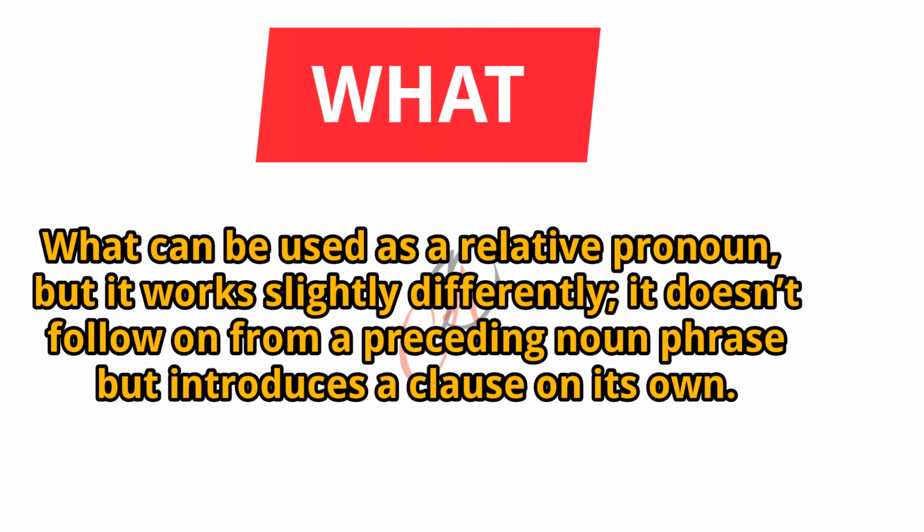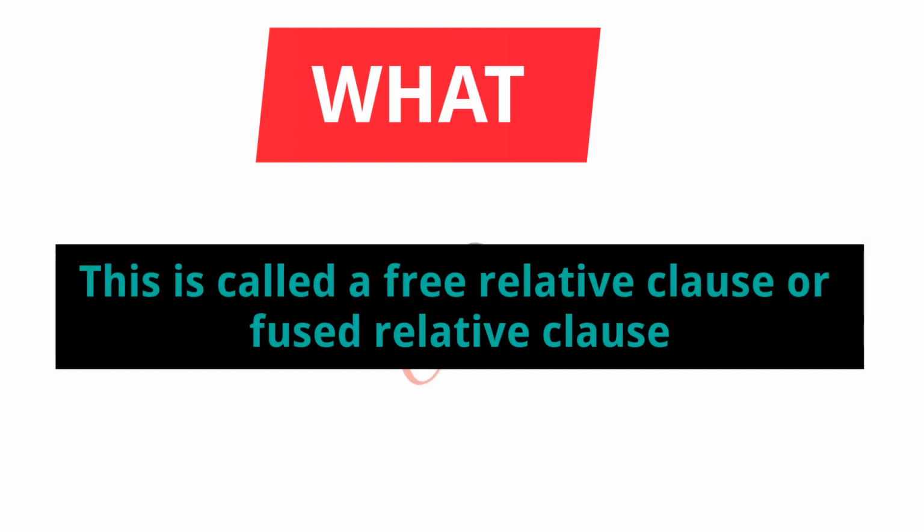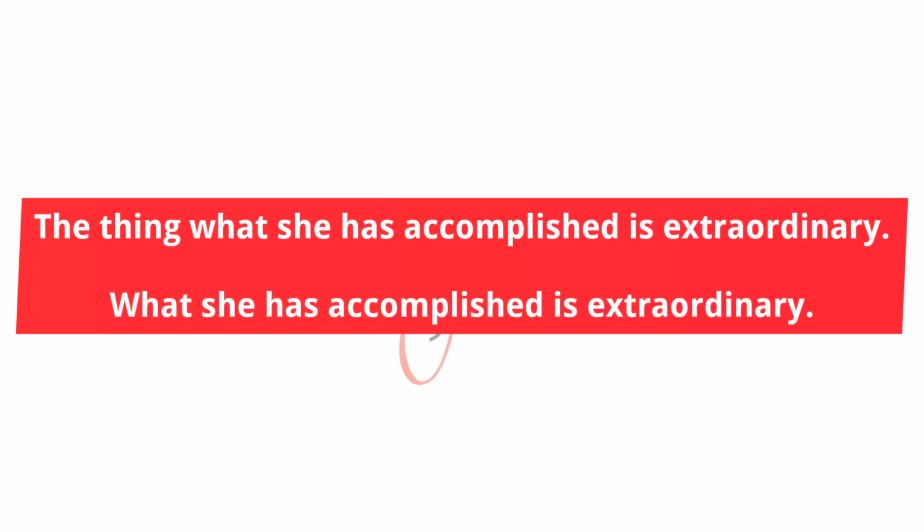It does not follow from a preceding noun phrase, but it introduces a clause on its own. This is called a free relative clause. Let's understand this with the example. The thing what she has accomplished is extraordinary. What she has accomplished is extraordinary.